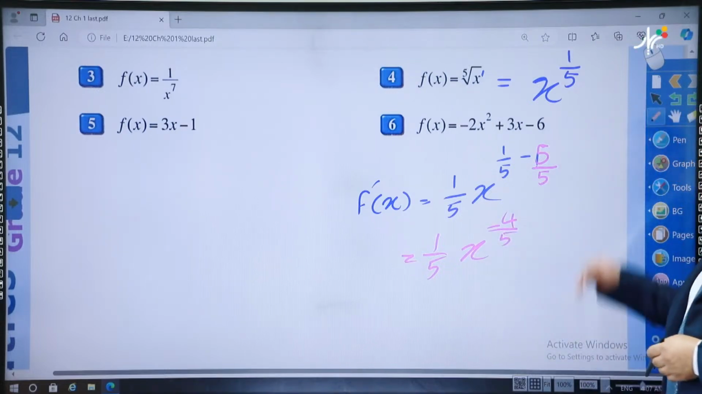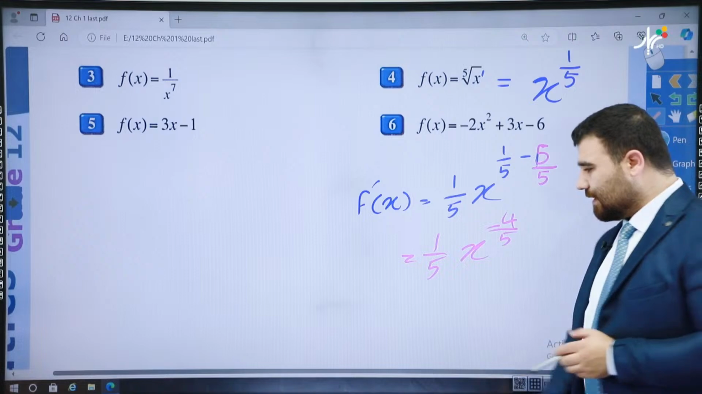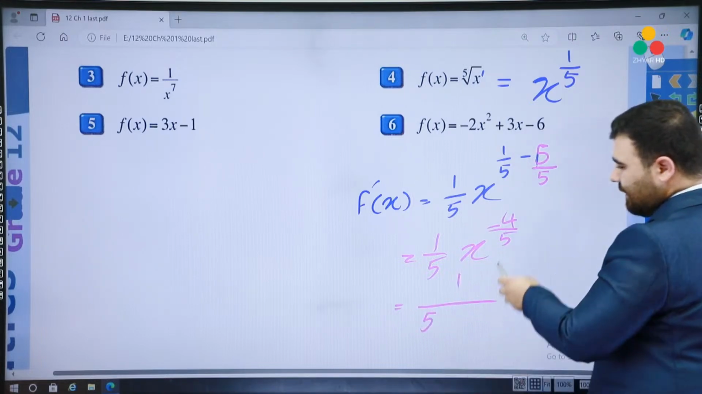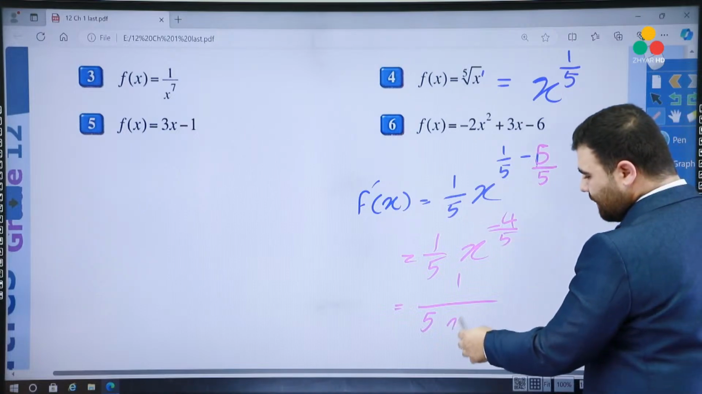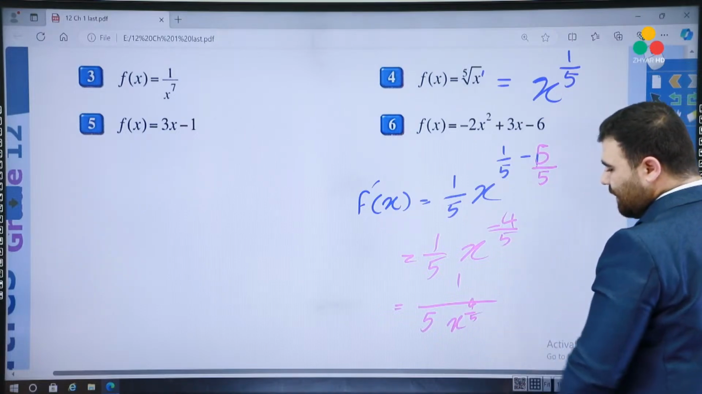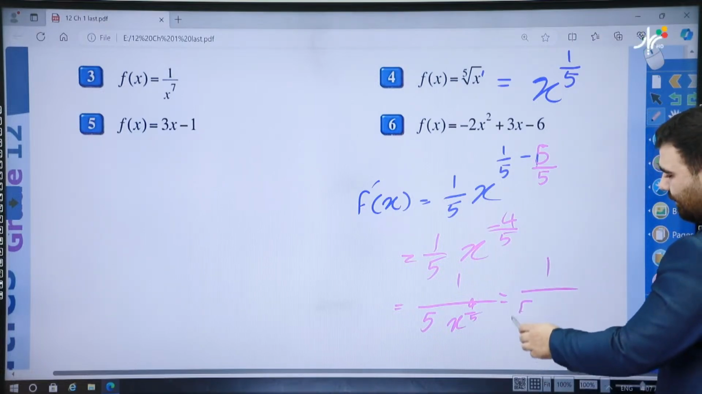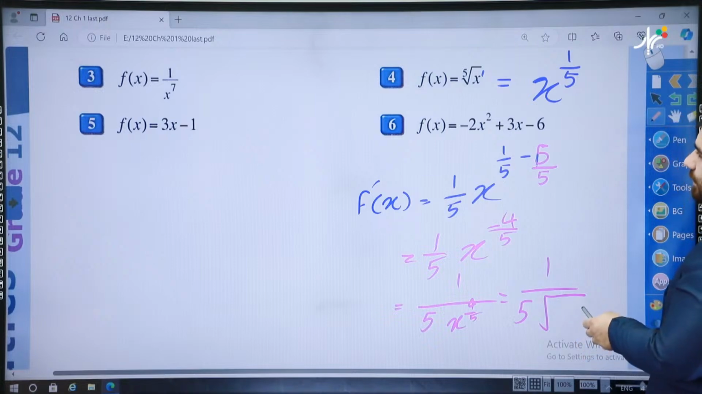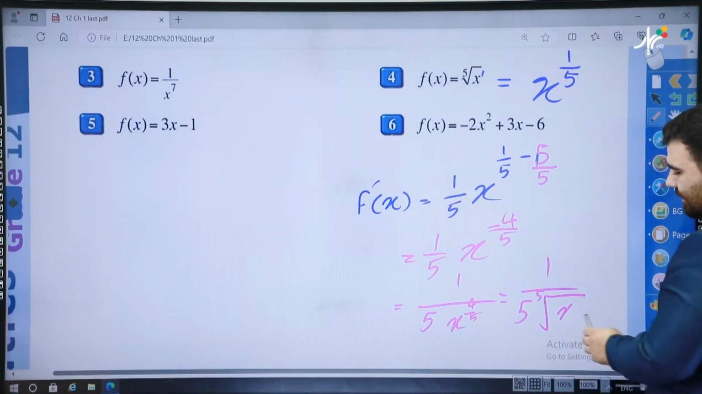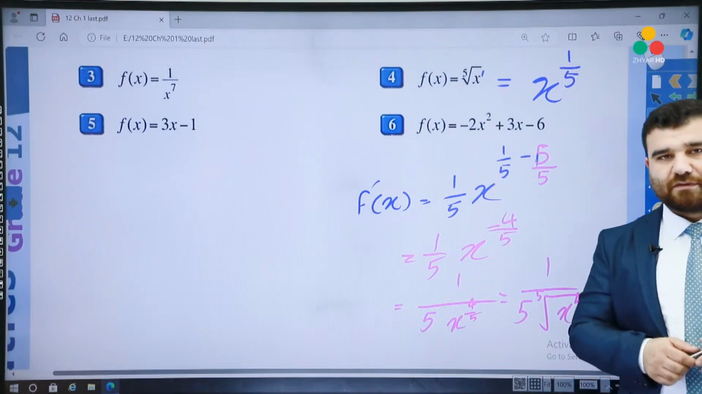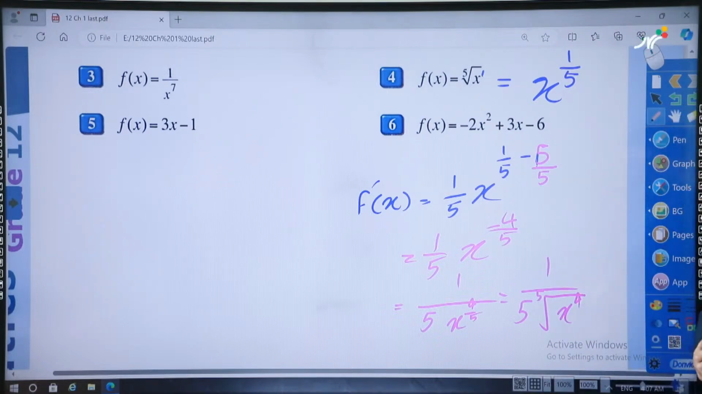Since x has a negative power, it should go down. This 5 is already down, so the answer is 1 over 5, x power negative 4 over 5 becomes x power 4 over 5. The power is positive. Fraction powers could be roots again. So 1 over 5, the root is power 5, and the x inside the root is power 4. So the final answer is 1 over 5, fifth root of x power 4.